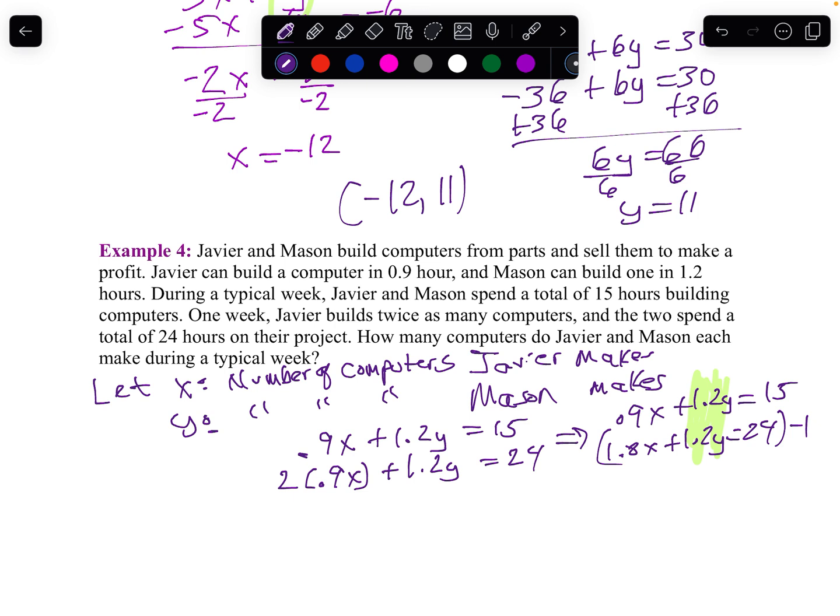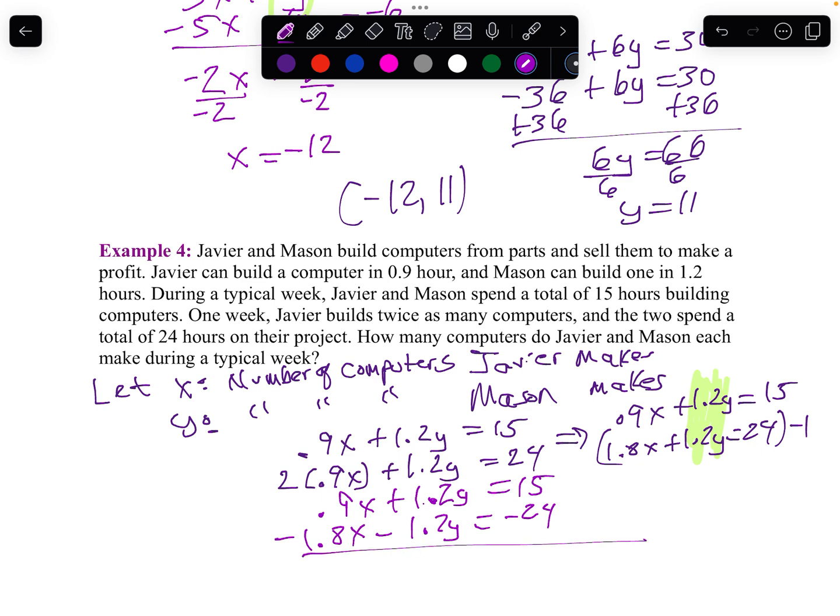So I'm going to say 0.9x plus 1.2y equals 15. -1.8x, try that again, not plus, minus 1.2y equals -24. Now we can add them up.